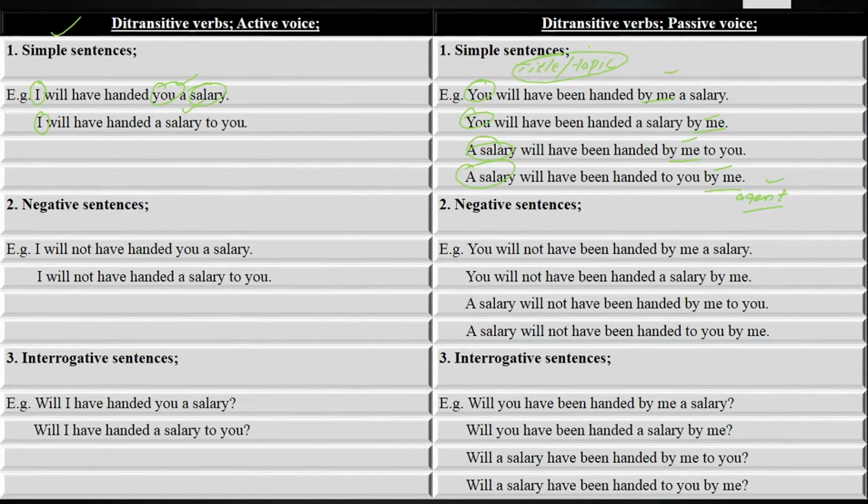And what is the definition of title and topic subject? A person, place or a thing in a sentence which we are talking about is called title and topic subject. In first and second sentence we are talking about a person, in third and fourth sentence we are talking about a thing, means a salary.